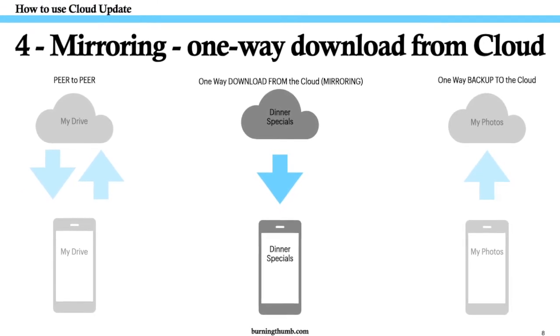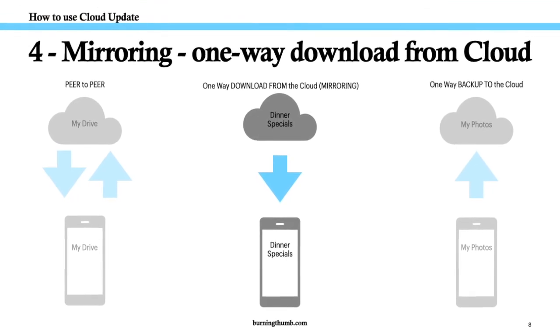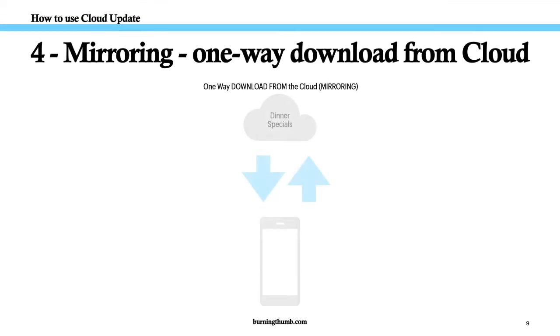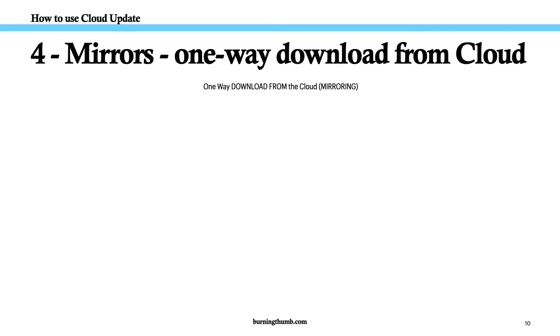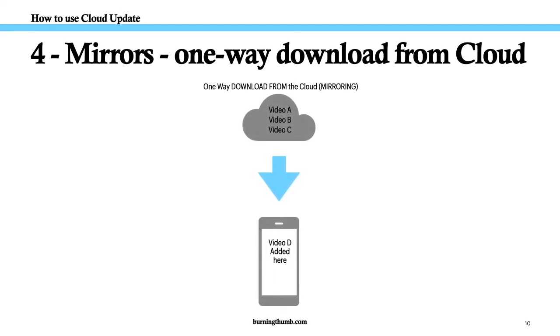And there's two things you should be aware of whenever you're using a mirroring process. First, it will update your Android devices from the cloud, but will not update the cloud with what's on your Android devices. Second, always make the changes in the cloud source folder and not on the device, because cloud update mirrors the cloud source folder onto the devices. Any changes made by you on the device, but not in the cloud, will be replaced by the contents of the cloud source folder the next time it updates.